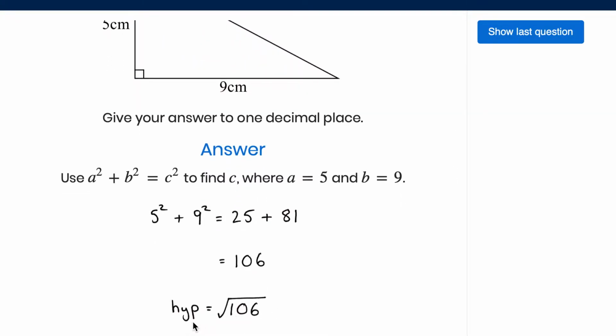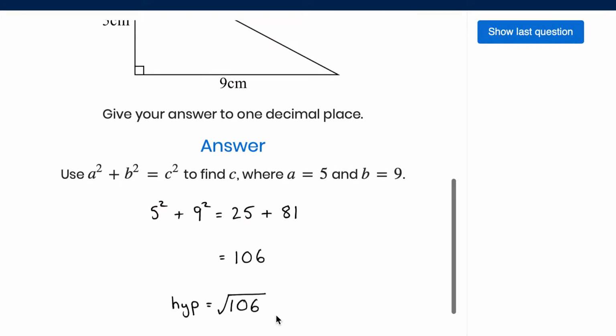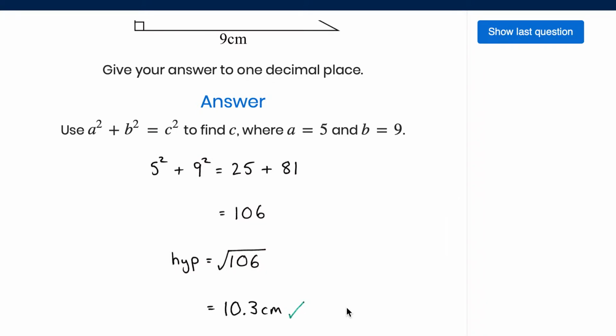So our hypotenuse, which is c, is equal to the square root of 106, and that comes to 10.3 centimeters when entered into a calculator correct to one decimal place. Now, you might need to press the S to D button on your calculator at the end to get the decimal answer. Okay, so here is one more example.